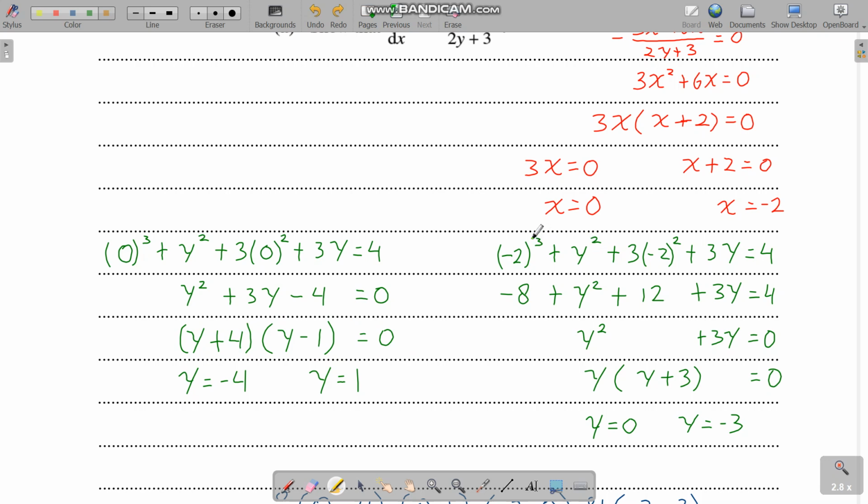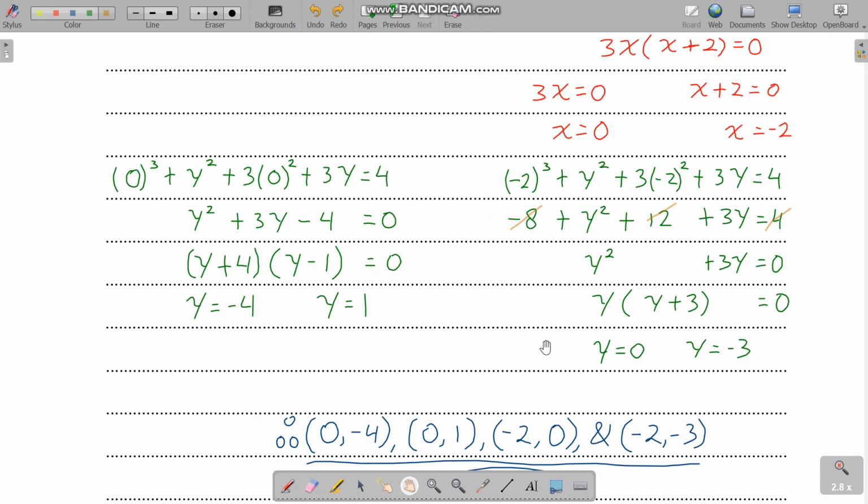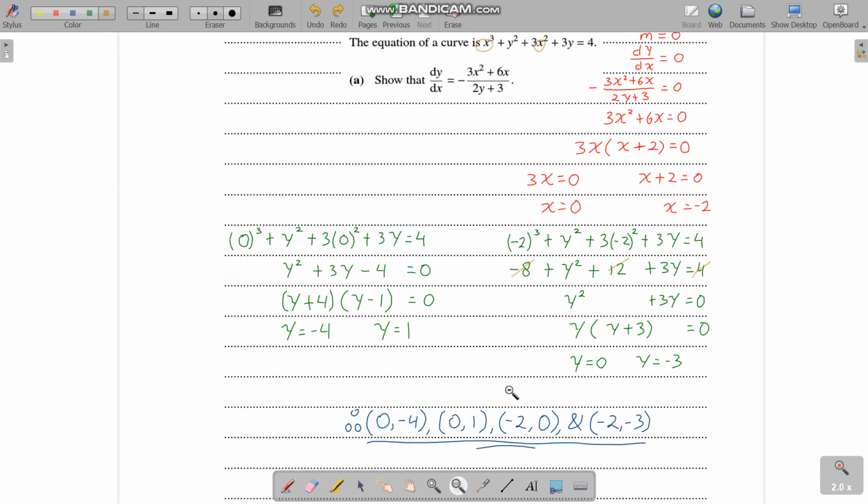For x equals minus 2, again we replace the x with minus 2, so we have minus 8. This is 12, which is 4, so they cancel out. So we only have y squared plus 3y equals 0. Factorize, we get y(y plus 3) equals 0, so y equals 0 or y equals minus 3.